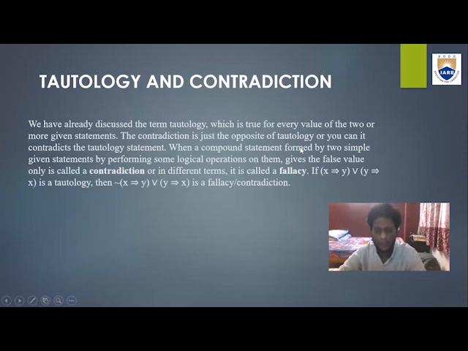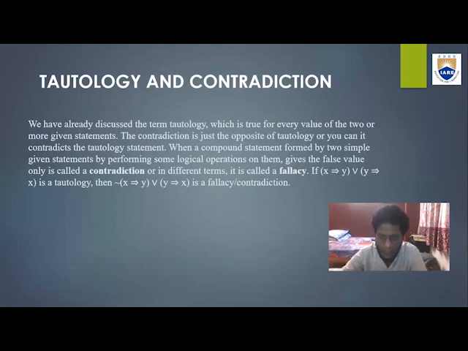Now, before closing the topic, let us discuss the major difference between tautology and contradiction. We have already discussed the term tautology, which is true for every value of the two or more given statements. A contradiction is just the opposite of a tautology. When a compound statement formed by two simple statements by performing some logical operation on it, like or, and, conditional, biconditional, gives a false value, it is called a contradiction.